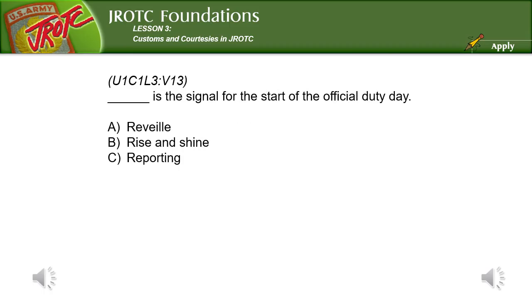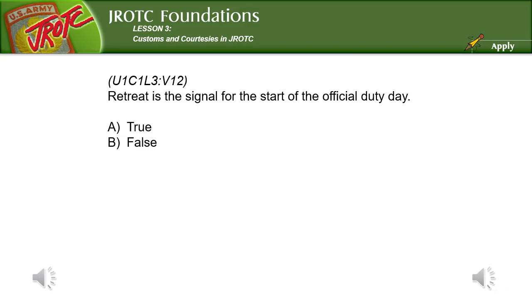Blank is the signal for the start of the official duty day. Is it A, reveille? B, rise and shine? C, reporting? The answer is A, reveille. Retreat is the signal for the start of the official duty day. A is true, B is false. The answer is B, false. Reveille is the signal for the start of the official duty day.